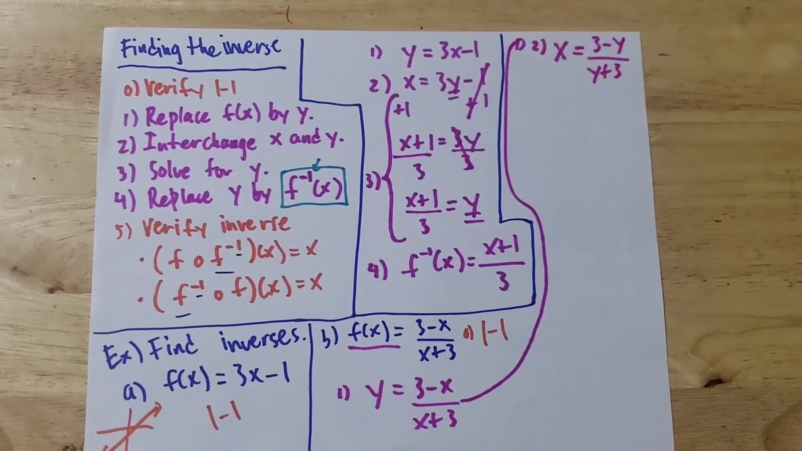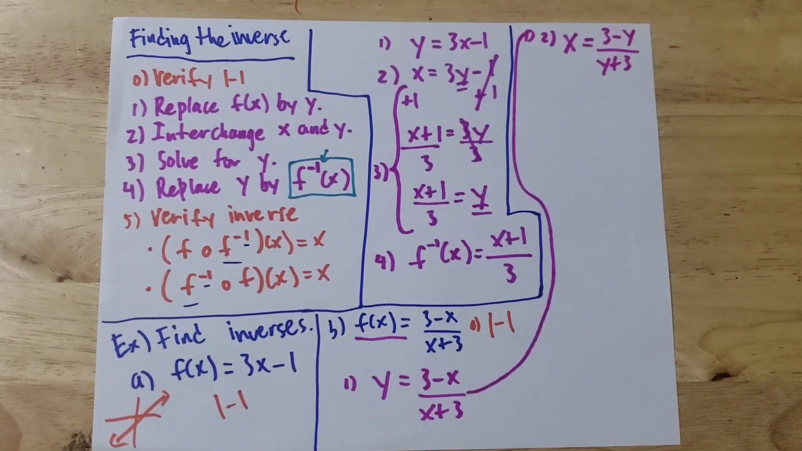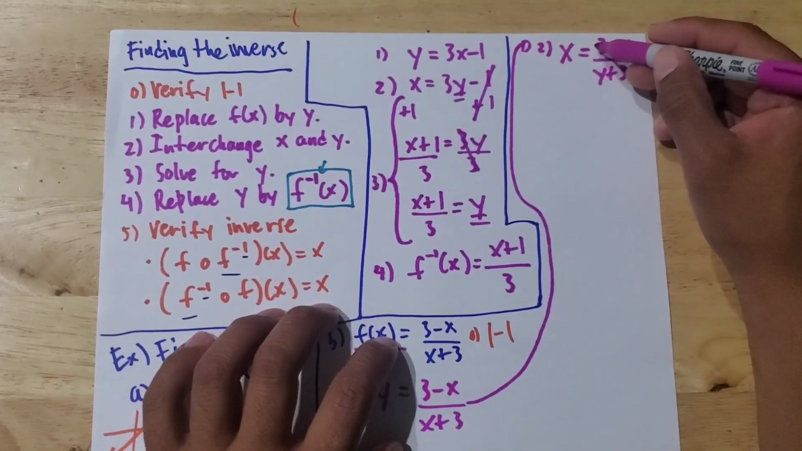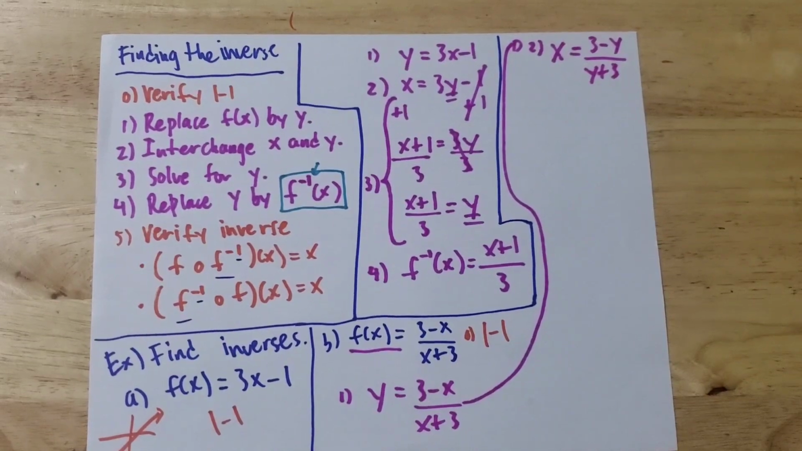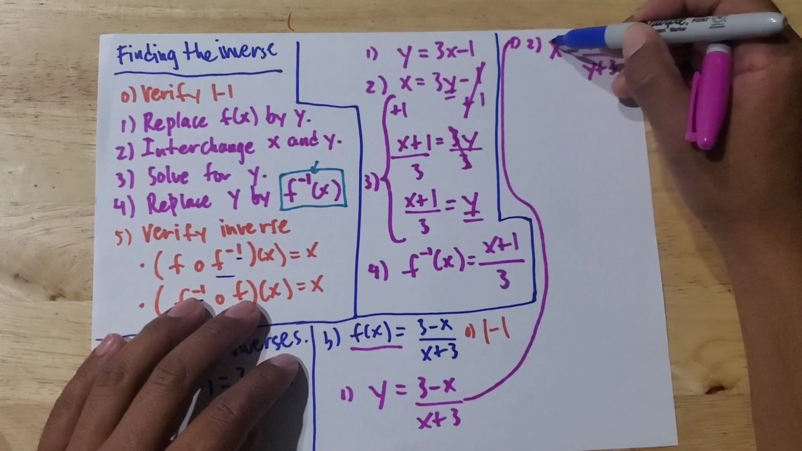And now the third step is being able to solve for y. So this is the one that usually gives most people issues. But what we have to do, if we're going to solve for y, we need to try to get it out of this denominator. So to do that, we're going to multiply y plus 3 to both sides.